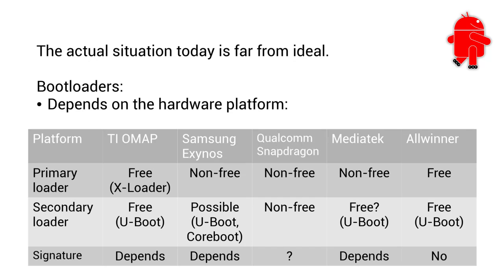Well, because some actually allow all the bootloaders to be free, because usually there is more than one bootloader. There are usually two, maybe sometimes three. Some are free, some are not. For instance, on Samsung Exynos or MediaTek or Snapdragon, the primary bootloader is always non-free. But there are also good platforms such as the Allwinner platform or the Texas Instruments OMAP platform, which make it possible to run free bootloaders.